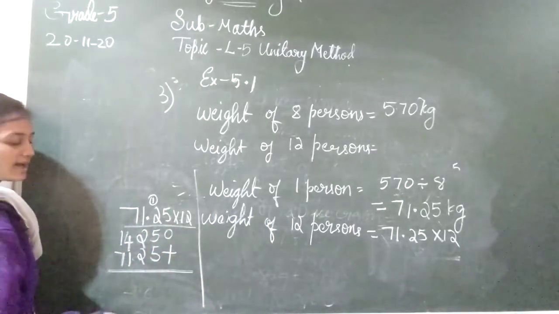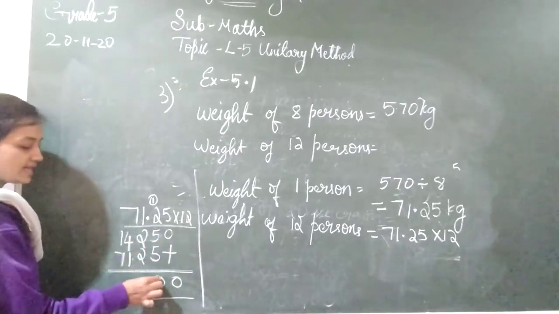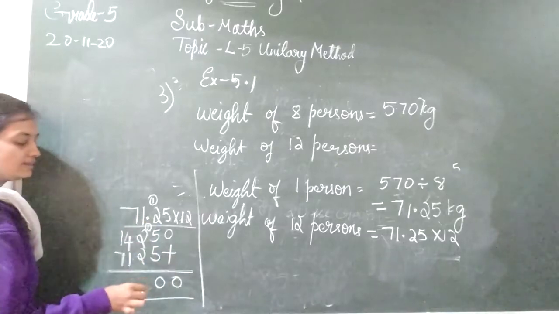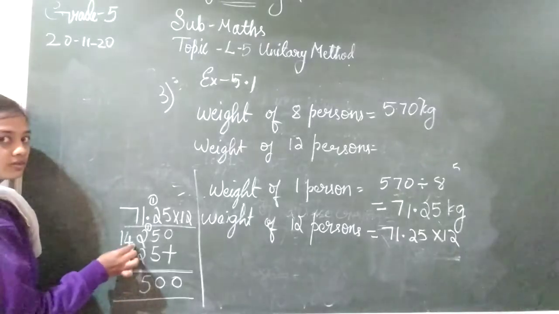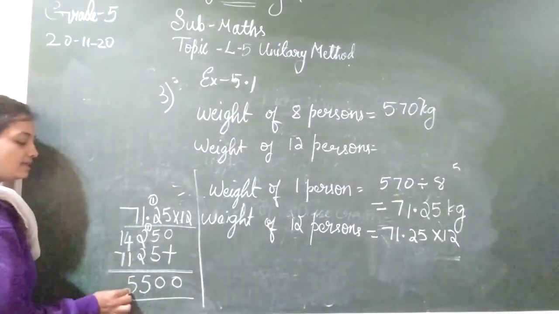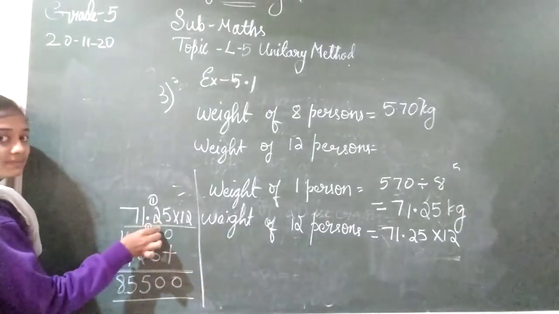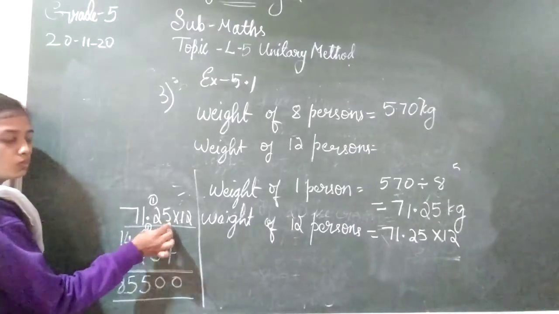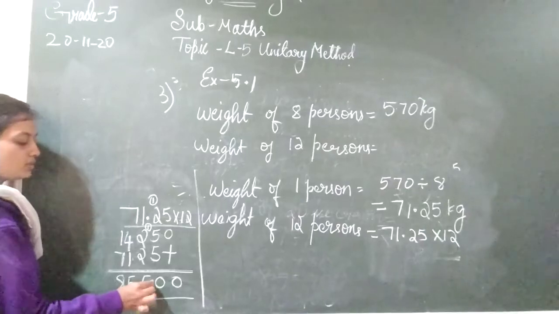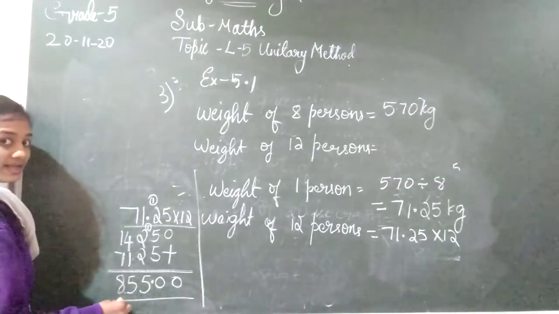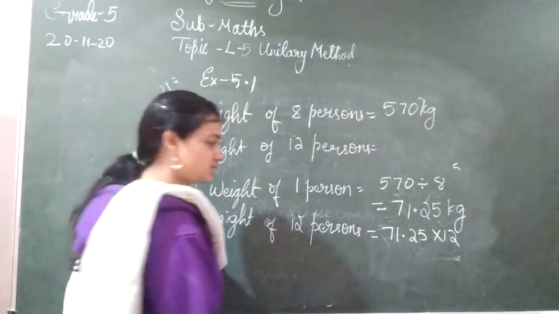Now add the numbers. 0. 5 plus 5 is 10. 0. 1 carry. 2 plus 2, 4. 4 plus 1, 5. 4 plus 1, 5 again. 1 plus 7 is 8. Now, see how many decimal numbers I have? 1, 2. So, after 2 numbers from the right, keep a decimal point. So, I get my answer as 855.00. That is 855 kgs.